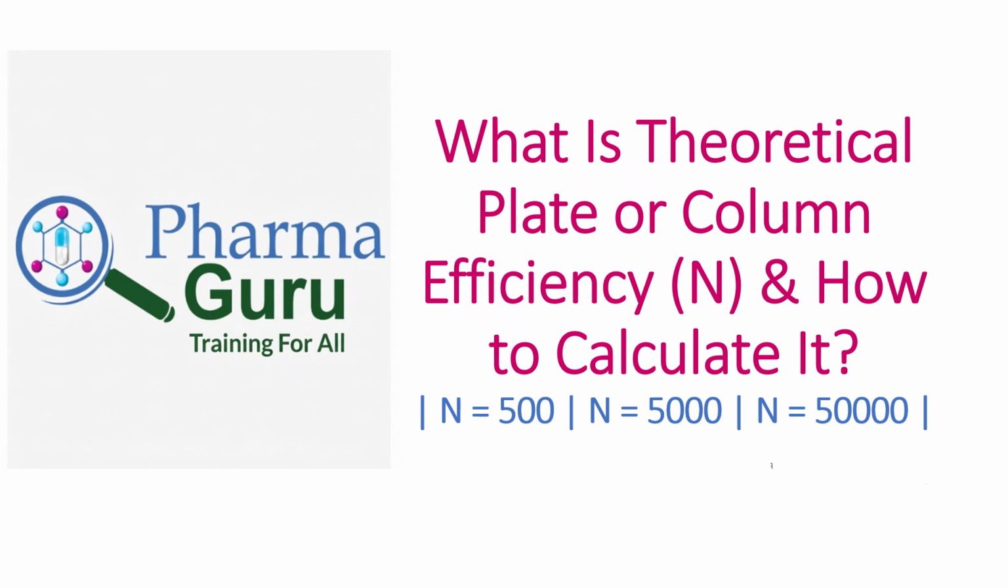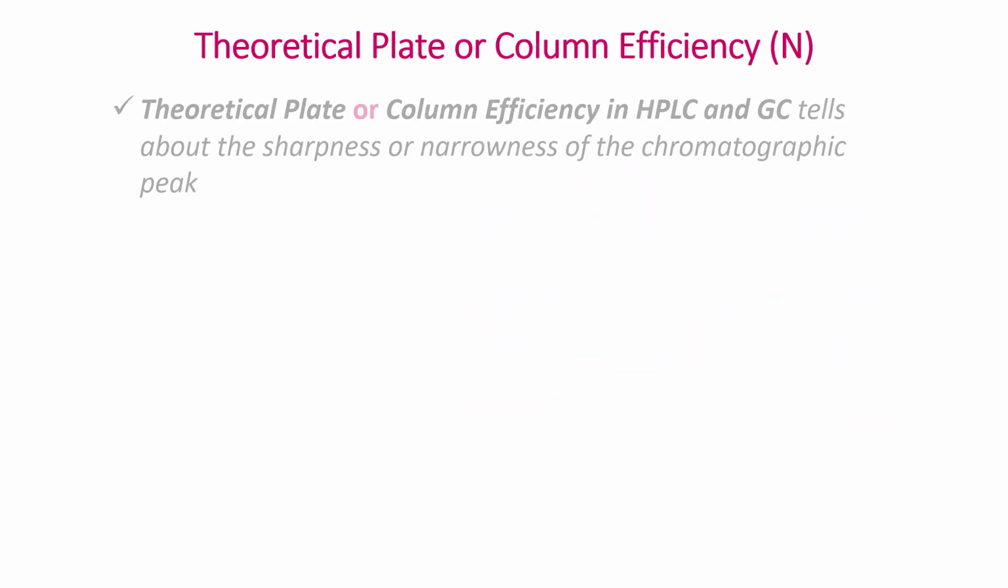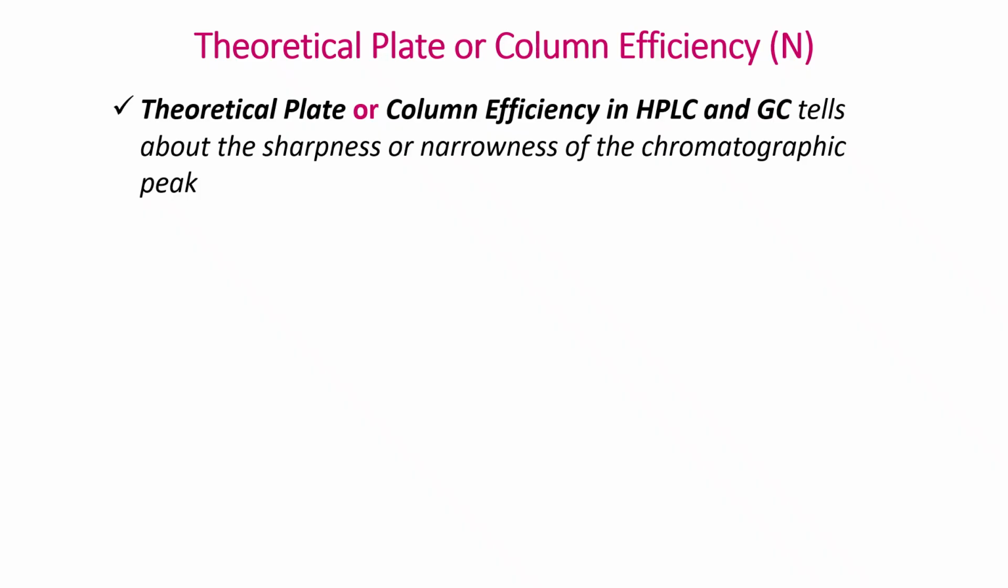Welcome to Pharma Guru. What is theoretical plate or column efficiency N and how to calculate it? Theoretical plate or column efficiency in HPLC and GC tells about the sharpness or narrowness of the chromatography peak.